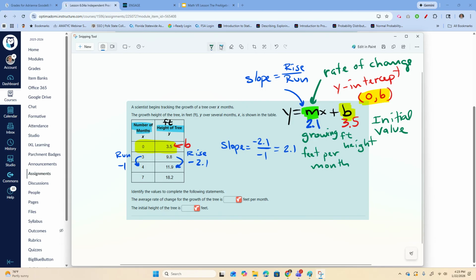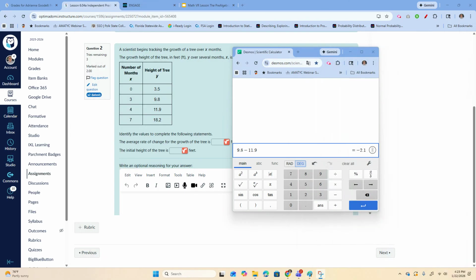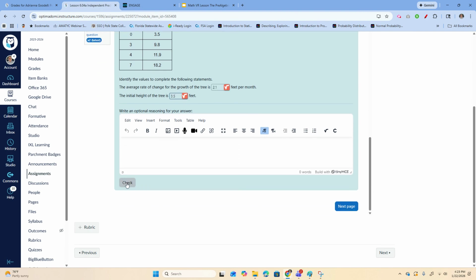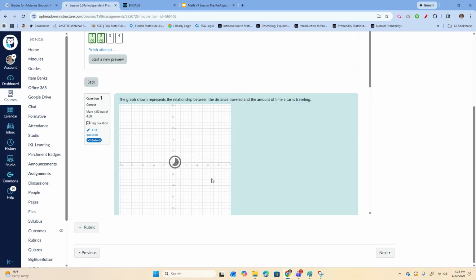And that's what the m stands for. So let's put it here. The average rate, see, when you see the word rate, that's the slope. We found that it's 2.1, and you can see there it says feet per month. And the initial height of the tree was 3.5 feet. And we did problem number 2.